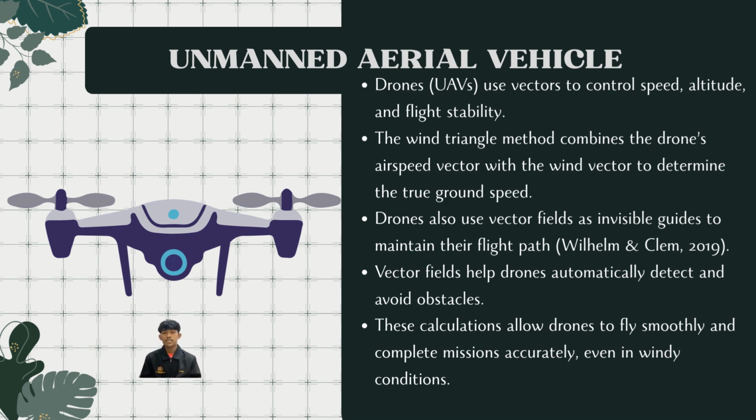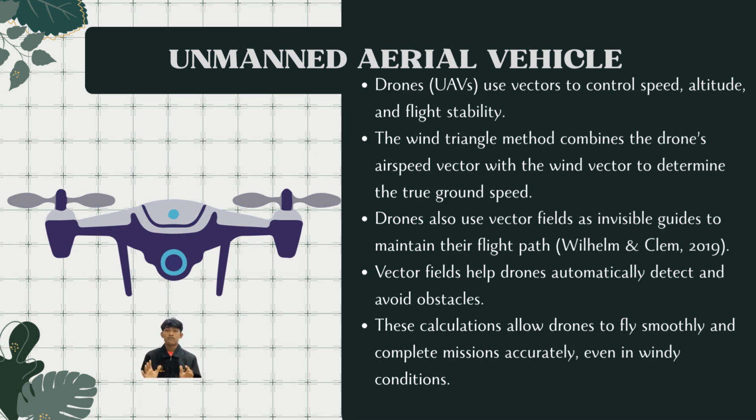Another important concept is the vector field. Vector fields act like an invisible pathway that guides the drones along a specific route. This field contains directional information that tells the drone where it should move at any point in space. Using sensors and an onboard computer, the drone continuously analyzes this vector field to obtain stable flight and avoid obstacles.